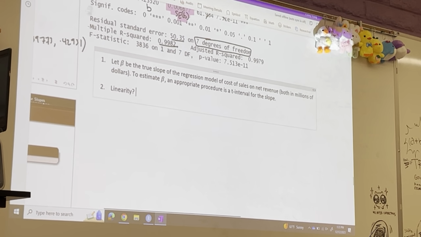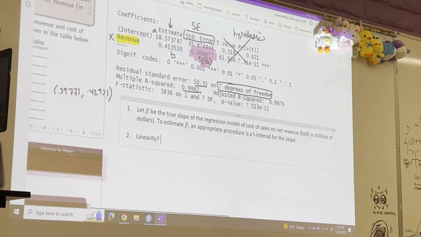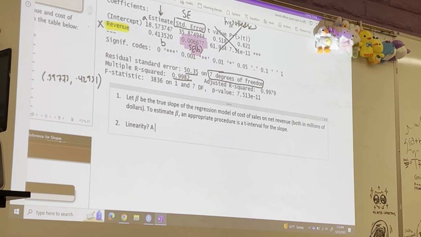All right, so linearity is the first condition. That's going back to the recipe right there. So linearity, I already checked on a scatter plot. So a scatter plot of the data suggests a strong, or I could say a very strong, positive linear association between the variables. So if there's a linear relationship, then I think linearity is good to go. All right. The second one is independence.